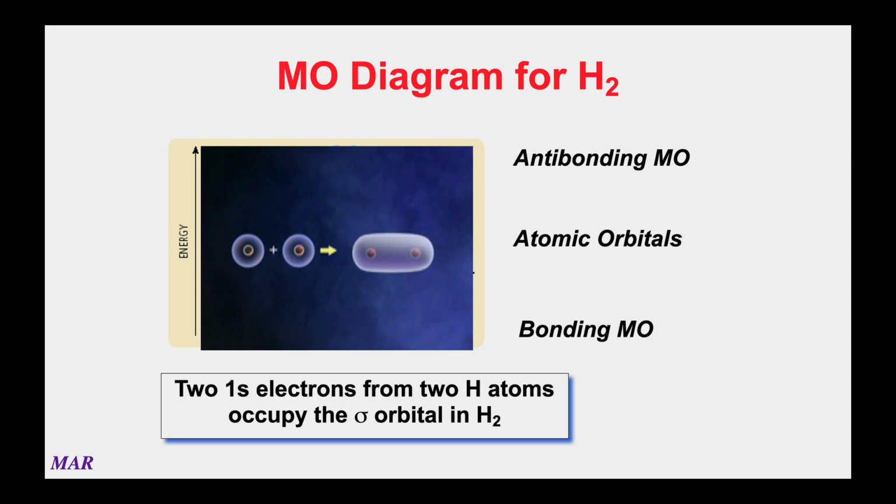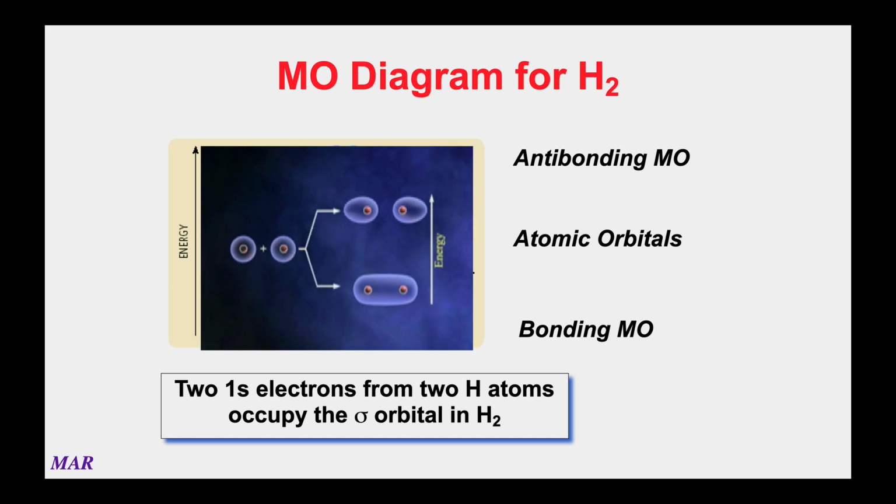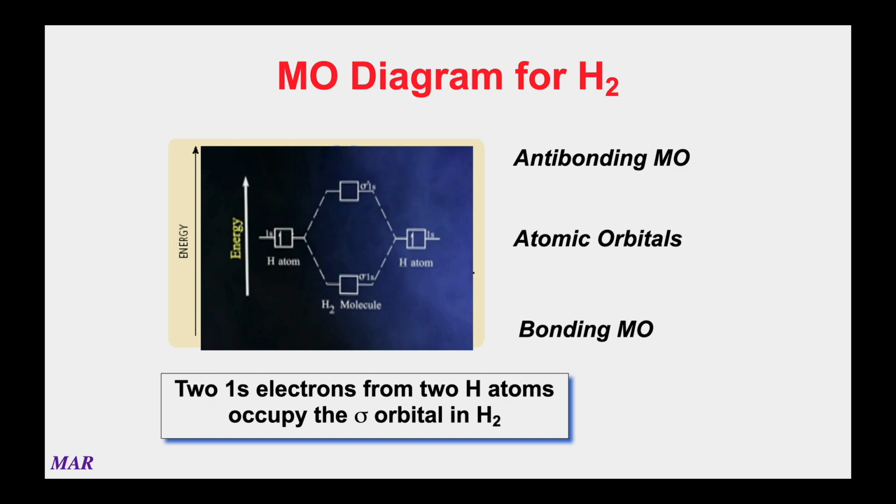The bonding and anti-bonding molecular orbitals formed by the combination of two 1s orbitals are called sigma 1s and sigma star 1s respectively. The bonding molecular orbital, sigma 1s, is lower in energy than the original atomic orbitals. And the anti-bonding molecular orbital, sigma star 1s, is higher in energy than the original atomic orbitals. Like atomic orbitals, molecular orbitals can accommodate a maximum of 2 electrons each, with the electrons in the ground state occupying the lowest possible energy orbitals.